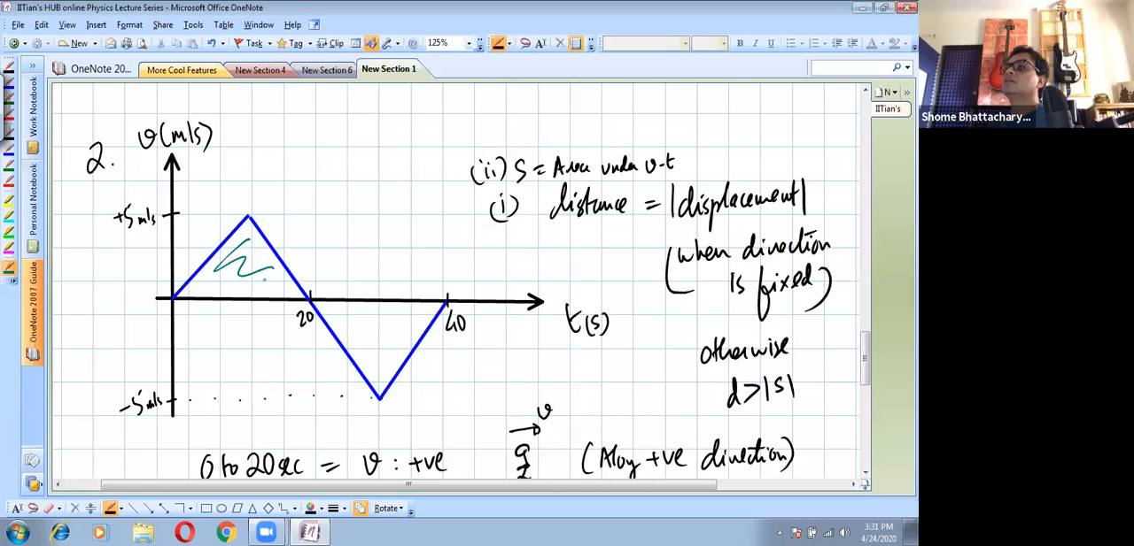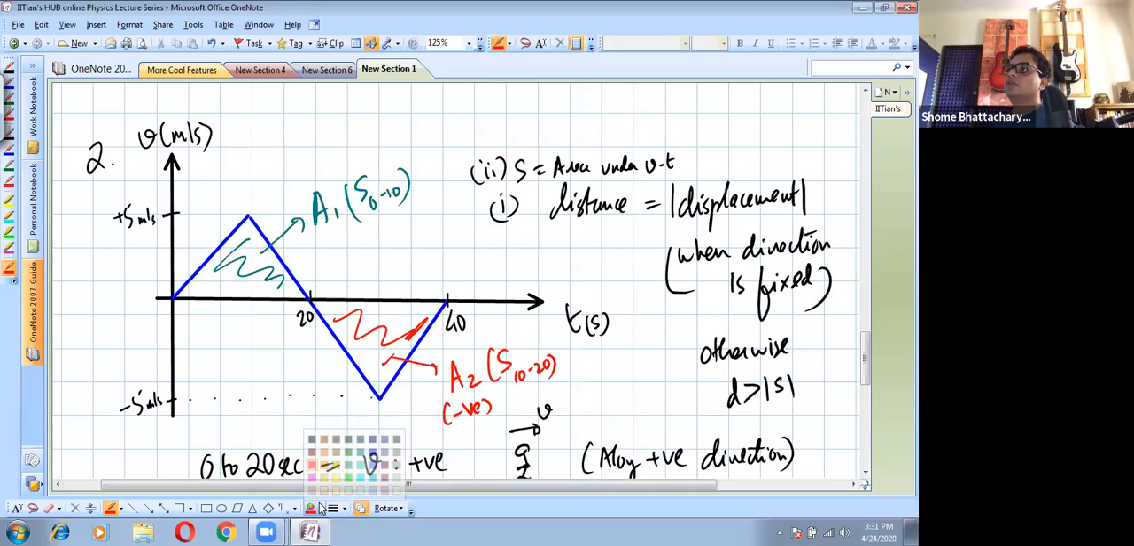This area here would be A1. That is the displacement from 0 to 10. And similarly, this area here would be A2. And that is the displacement from 10 to 20. So you can see that this area will be a negative quantity because it's coming on the negative side. This area would be a positive quantity.